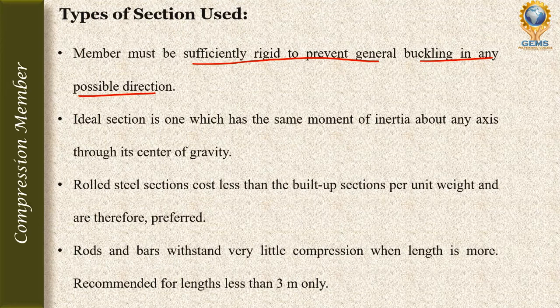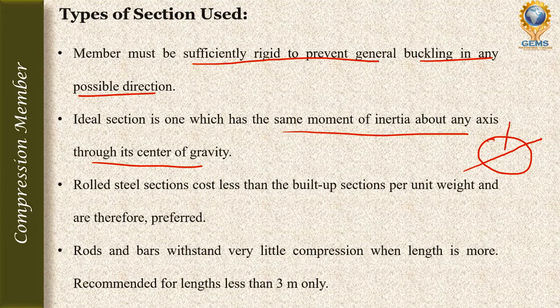An ideal section is one which has the same moment of inertia about any axis through its center of gravity. So take this, and it is your center of gravity. Any section passing through the center of gravity should have the same moment of inertia.